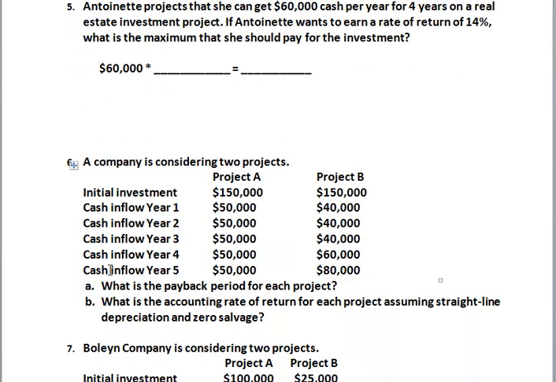The next question says that we project that we can get $60,000 cash every year for 4 years on a real estate investment project. If we want to earn a rate of return of 14%, what is the maximum amount we should pay for the investment? Okay, so if you have a question that's asking you for the maximum amount that you should pay, what you're looking for is the present value of the future cash.